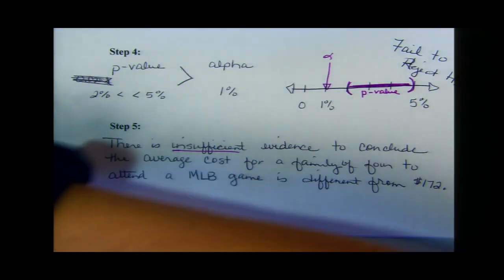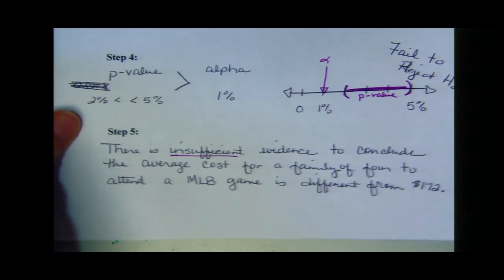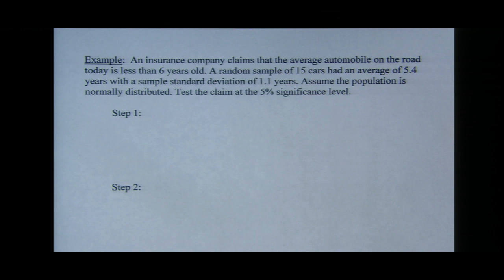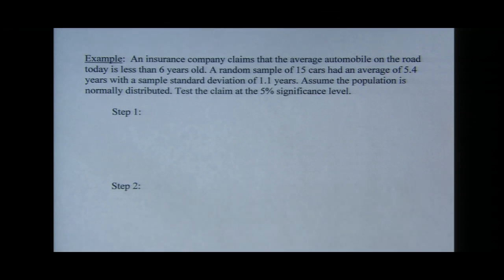All right, one more example. An insurance company claims that the average automobile on the road today is less than 6 years old. A random sample of 15 cars had an average of 5.4 years with a sample standard deviation of 1.1 years. Assume the population is normally distributed. Test the claim at the 5% level of significance.